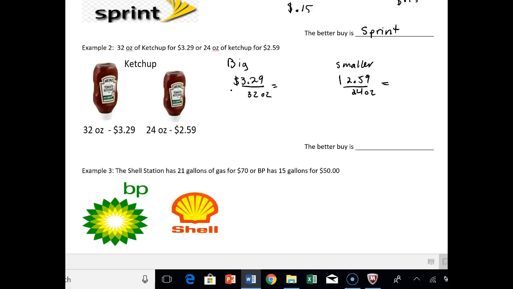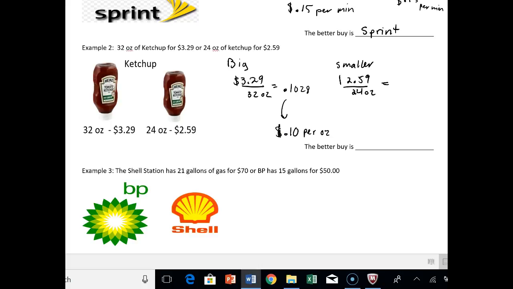So for instance, in the last one, it was 15 cents per minute. Sorry, I didn't put this down. Go ahead and put it down as well. Same thing here, per minute. And now here, this is going to be however much it costs per ounce, right? So 329 divided by 32 ounces is about 0.1028. So we could say that's about 10 cents per ounce, right?